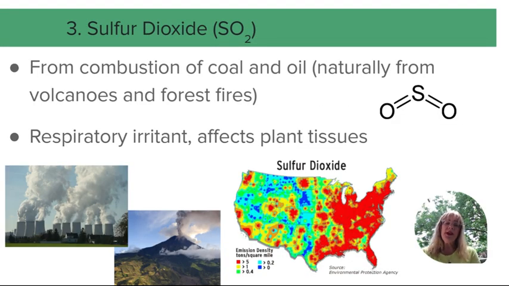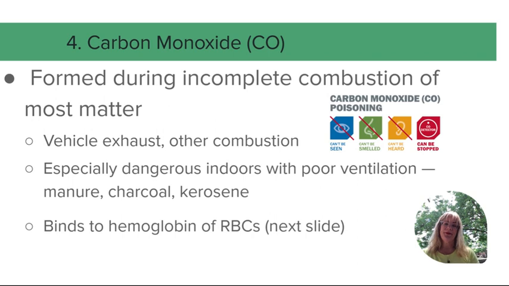So another pollutant is sulfur dioxide. This is from the combustion of coal and oil, and it's SO2. This is also a respiratory irritant, and it affects plant tissues. Carbon monoxide, that's just CO.